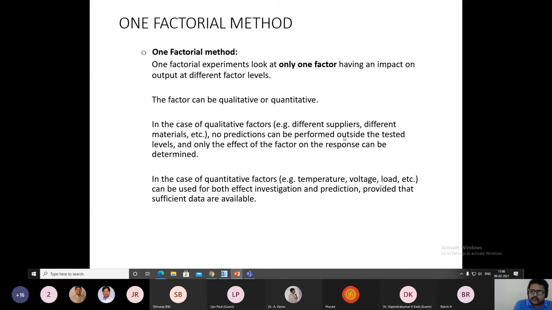No prediction can be performed outside the tested levels, and only the effect of the factor on the response can be determined. But in case of quantitative factors, such as temperature, voltage, load, which are quantitative in nature, they can be used for both effect investigation and prediction, provided that sufficient data are available for that particular experiment.